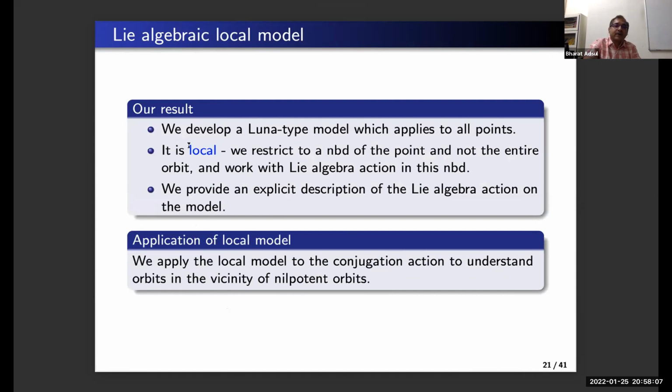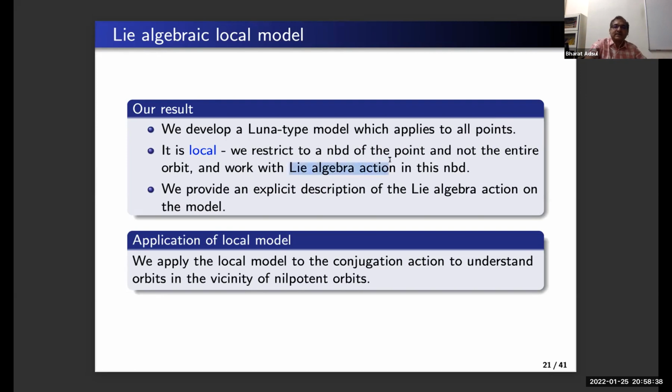Unlike Luna's model, which is a model for the neighborhood of the entire orbit, our model is local. So we restrict to a neighborhood of the point. Given a point, I'll carve out an appropriate small neighborhood of this point, and this model will talk about the G action in that neighborhood. And the fact that I'm localizing my attention to the neighborhood of this point means that I now need to work with the Lie algebra action.